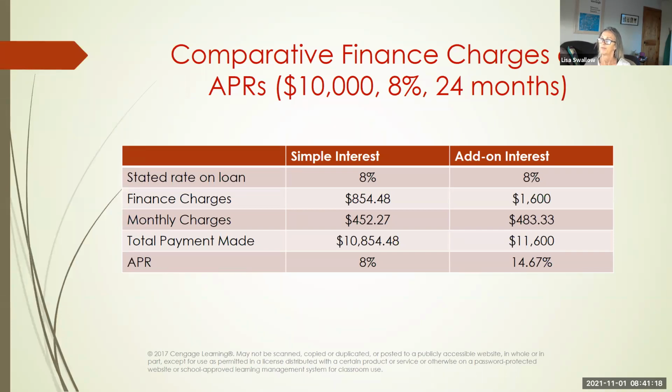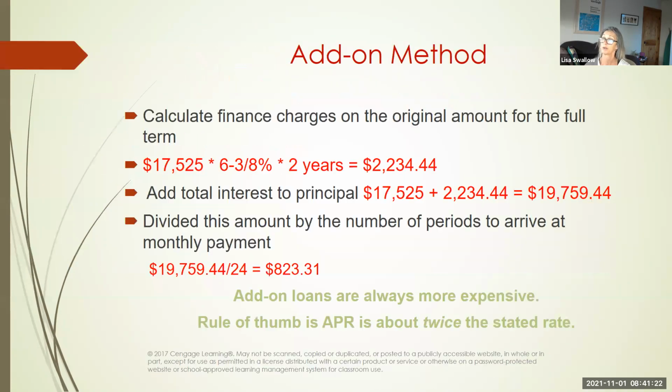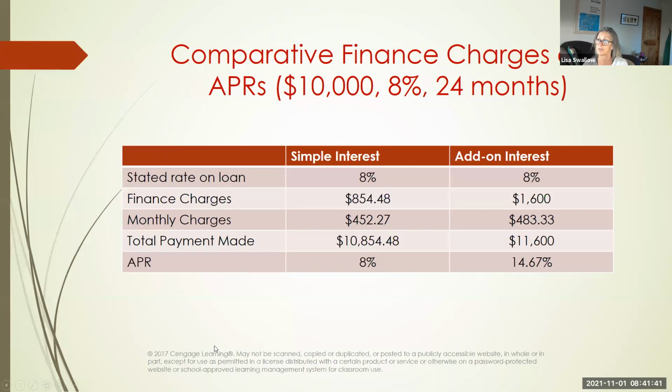Okay, this is just a comparison between the 2 methods. One thing I will tell you about the add-on method is that these loans are always more expensive because you're adding loan onto the principal and then more interest is compounding on that additional amount. So it's always going to be way more expensive. It says here the rule of thumb is that it's going to be twice as expensive.